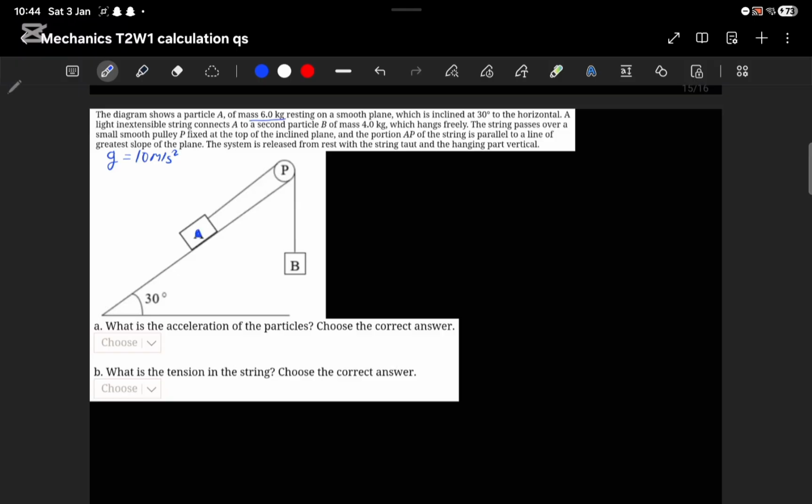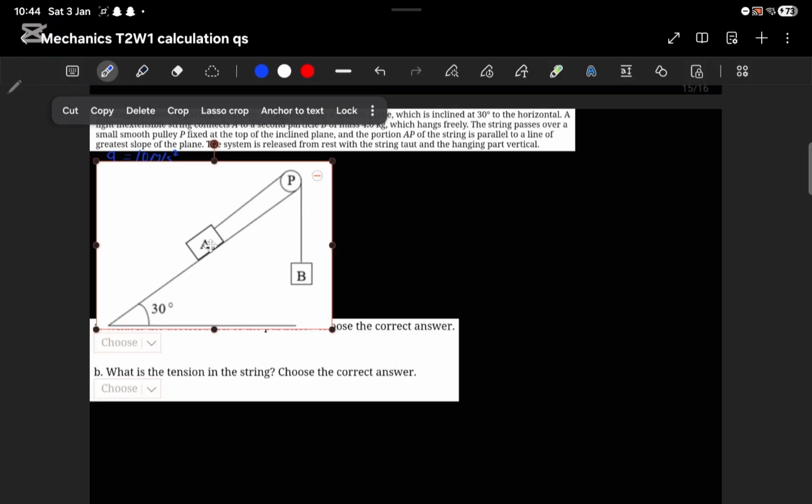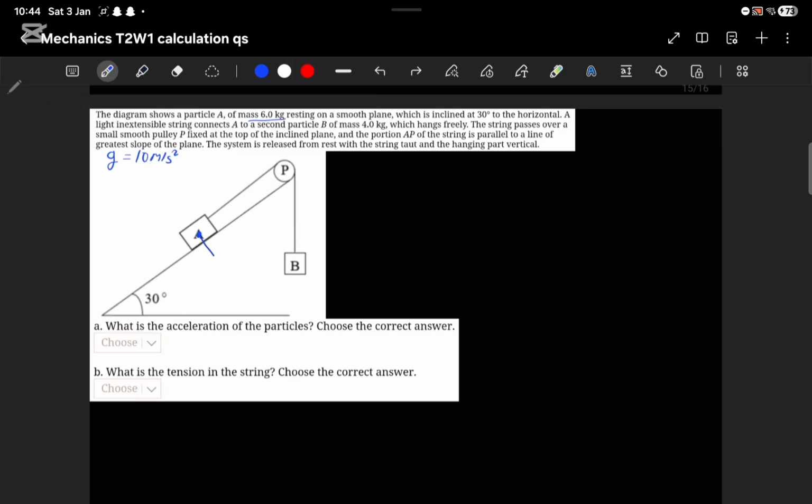So, this is A. A has 6 kg mass, right? So, what's the weight? The weight is 60 newtons. But let's split it up into X and Y in one go. So on Y, it is 60 cosine 30 degrees. And here, it's 60 sine 30 degrees. Right, and then you have the normal, and then you have the tension.